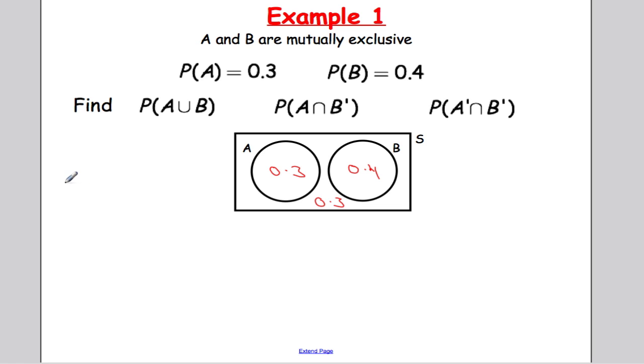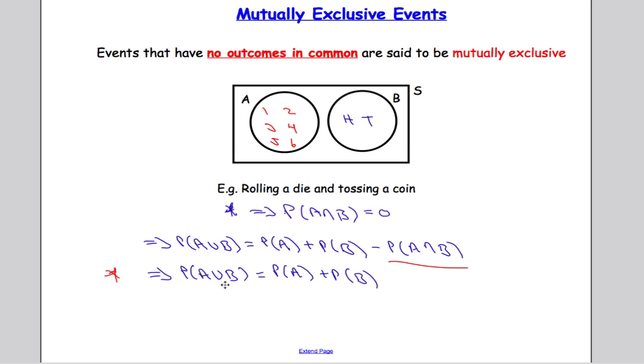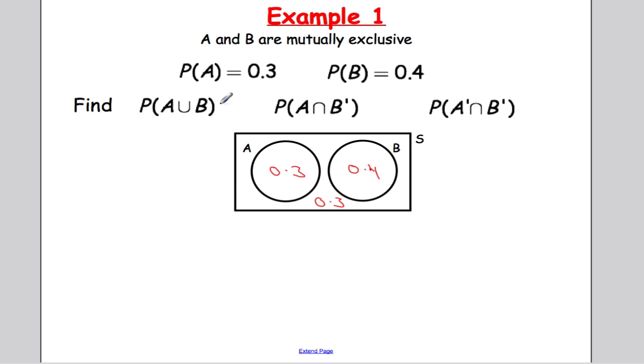Okay, let's answer the questions now. The probability of A union B. Well, remembering from before, the probability of A union B when we've got two mutually exclusive events is simply the probability of A plus the probability of B. So I'm just going to add these two regions together. 0.3 and 0.4 is 0.7.